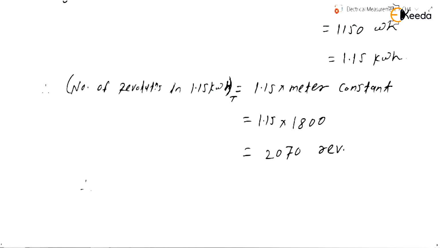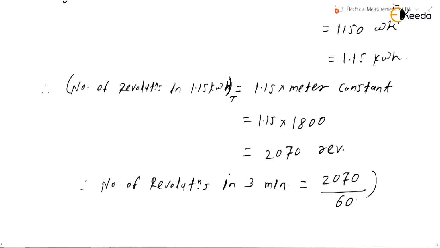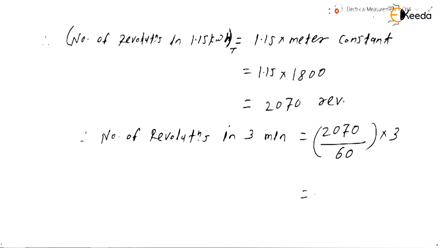Therefore the number of revolutions in 3 minutes is 2070 divided by 60, which gives per minute, into 3, that is in 3 minutes. It is 103.5 revolutions. So the meter should have recorded 103.5, which is the true value.